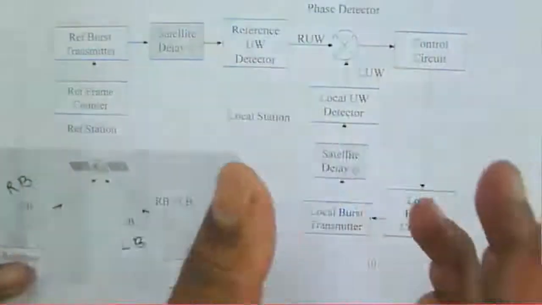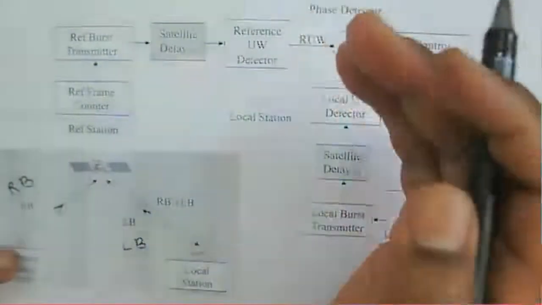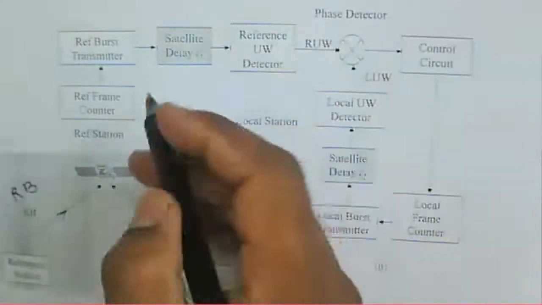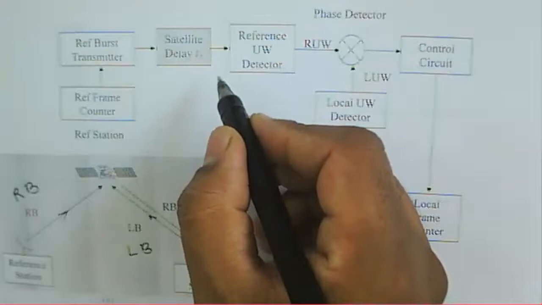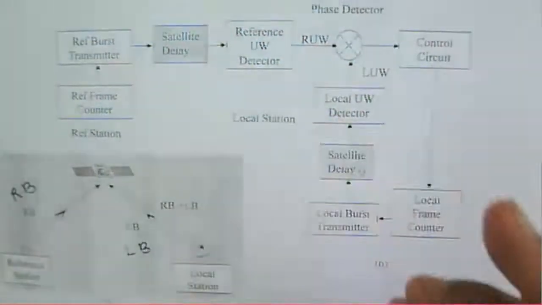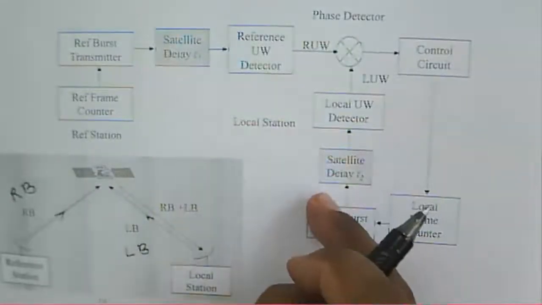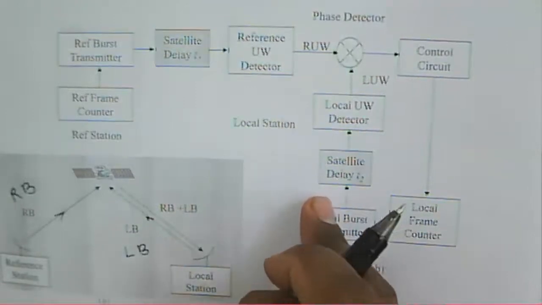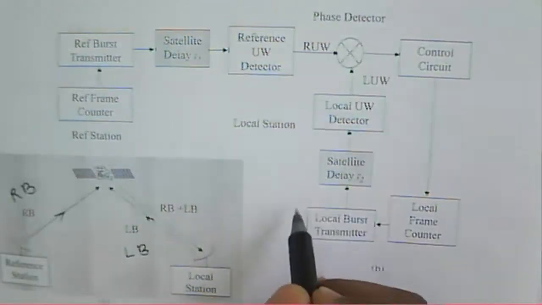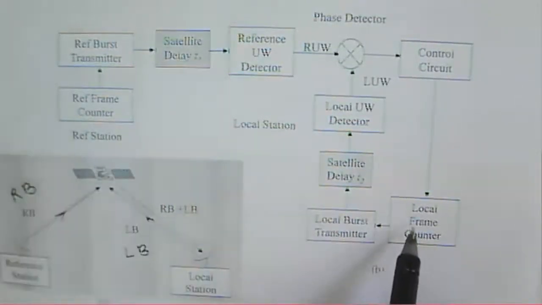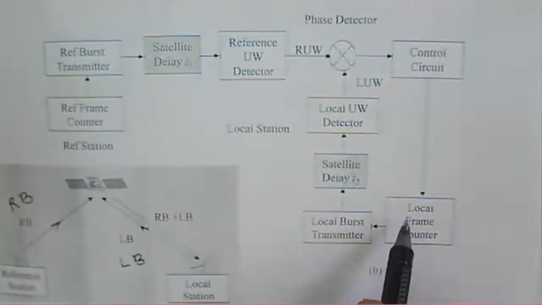So in that initial acquisition position, correction is necessary, and that correction is applied at the transmit side. Okay, here the reference pulse, here the correction will be applied at the transmit side, and then whatever the frame counter is there, that is for the reference frame counter, or we can say the local frame counter here, that is to be used.